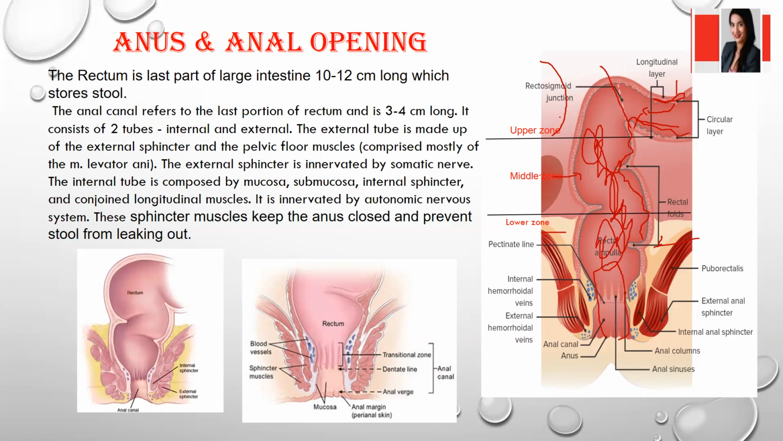The body is made in such a way that we have different types of folds. So the stool has to cross through these folds. And then the more downward part is the more important part. The lower zone is very important when we're talking about the anal region.